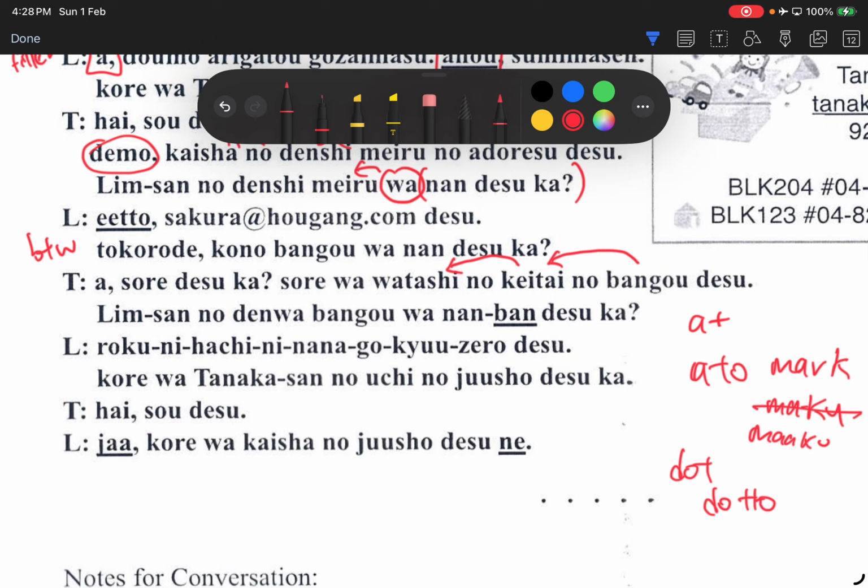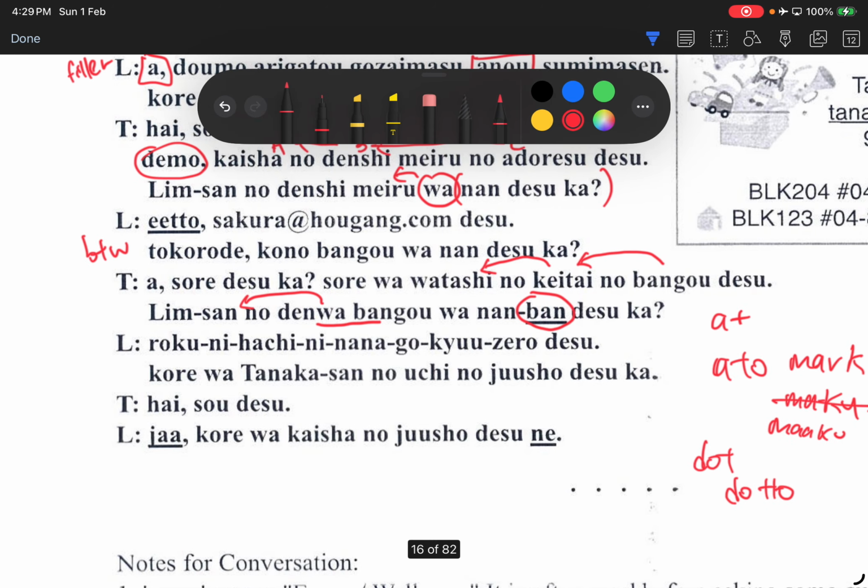Lin-san replies, Lin-san no denwa bango wa nanban desu ka? So Lin-san no denwa bango. So denwa bango is phone number related to Lin-san. Right? So the denwa bango belonging to Lin-san wa nanban desu ka? Of course we can use nan desu ka, but if you want to specify what number, like 几号, 你电话号码几号, right? We can also say nanban desu ka? Right? So ban is just 几号, it's just a number, right? What number is it? If you want to say nan desu ka also can, right? And then you remember this Lin-san is a student, right? And then the guy is a company employee, right? Yeah, he's right here. Okay. Yeah. Phone number, ask him for phone number already.